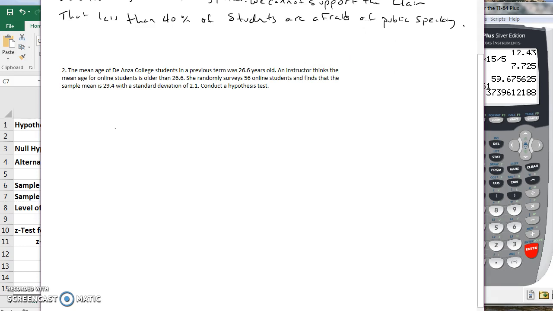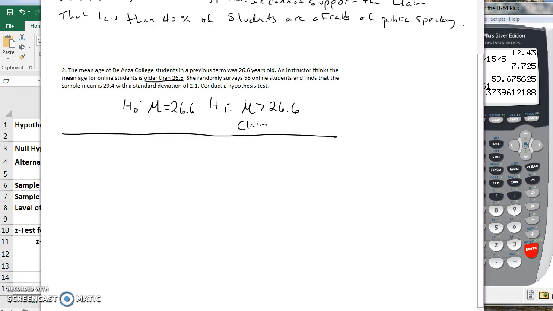Construct a hypothesis test. Again, step 1, null and alternative hypothesis. The null hypothesis is H0. The null is always going to be equal. This time we're doing mean, so we're going to do that the mean age is equal to 26.6. She thinks that it is older than 26.6. So the alternative would be mean greater than 26.6. And then, which one's our claim here? This is our claim.